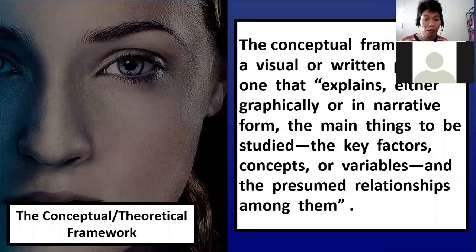Okay, the conceptual framework naman is a visual or written product, one that explains either graphically or in narrative form the main things to be studied, the key factors, concepts, or variables, and the presumed relationships among them. Ito namang conceptual framework, ito na siyang model or diagram talaga on how the variables in your study are interrelated or connected to each other.